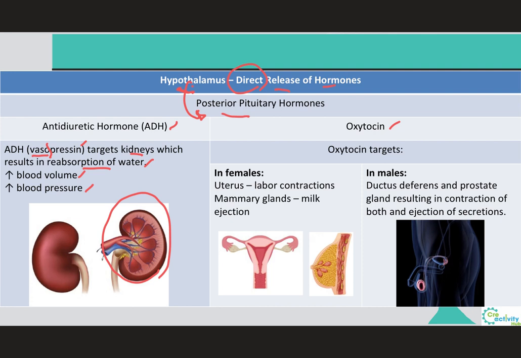Oxytocin will target in females the uterus and the mammary glands. In uterus, it will help with labor contractions, and in the mammary glands, it will help with milk ejection. In males, mainly prostate gland, a little bit of ductus deferens, but the resulting will be the contraction of both the ductus deferens and the prostate gland, and this will cause the ejection of the secretion of these two structures.